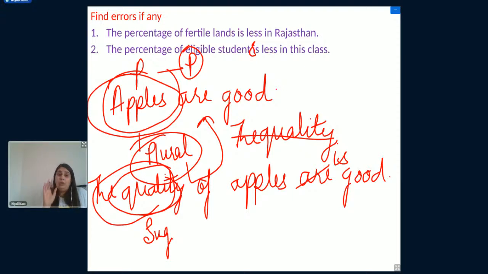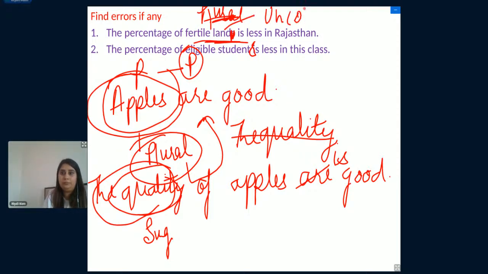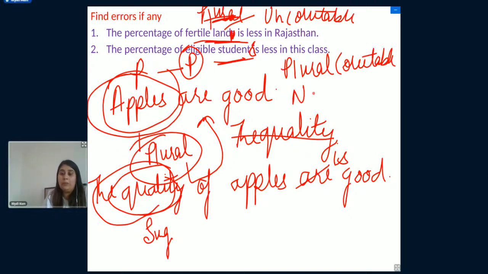Clear? Now, coming to these sentences, the percentage of fertile lands. Plural now. Or you can say fertile lands. Okay, so here the sentences are written in a manner. The percentage of fertile land is less in Rajasthan. The percentage of eligible students is less in this class. Now, in both the cases, in the case of fertile land, fertile land is uncountable. Now, if I talk about eligible students, then eligible students is plural, countable.